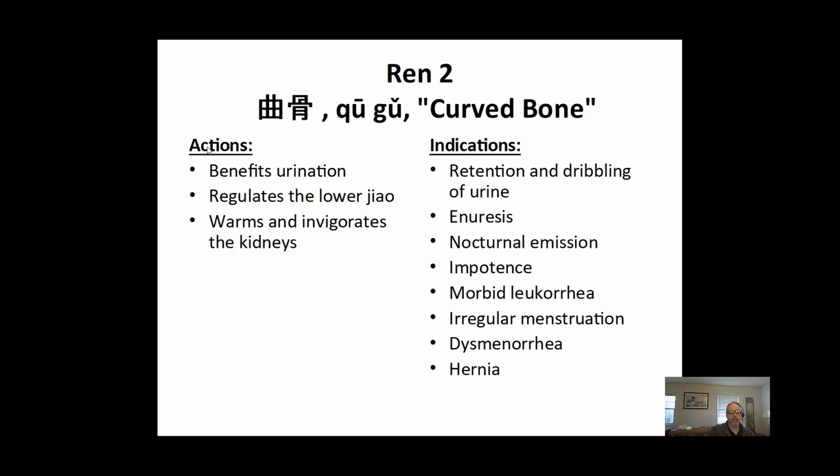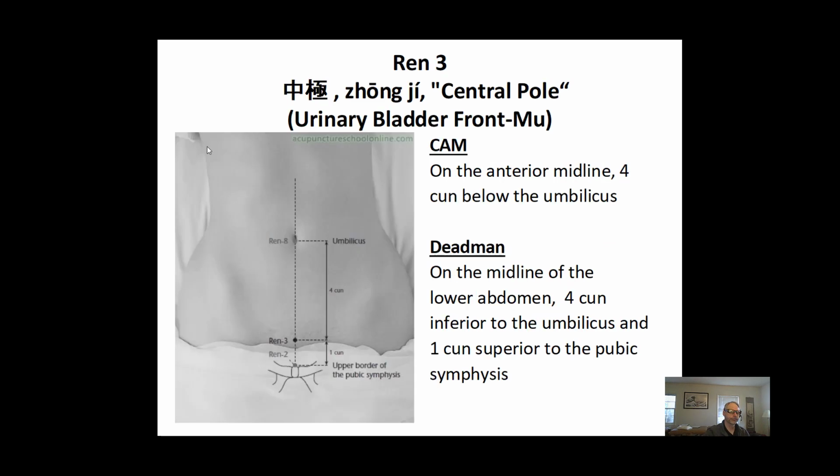Benefits urination, regulates the lower jiao, warms and invigorates the kidneys. This is one of our go-to points for morbid leukorrhea, irregular menstruation, dysmenorrhea, and enuresis, nocturnal emissions, any of that stuff. Ren 3. Ren 3 is the front mu of the bladder.